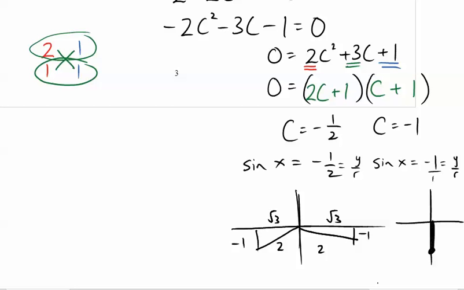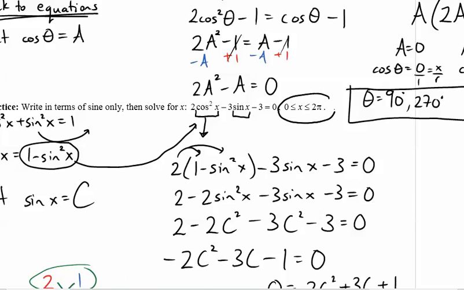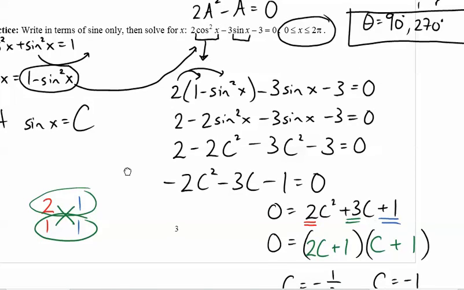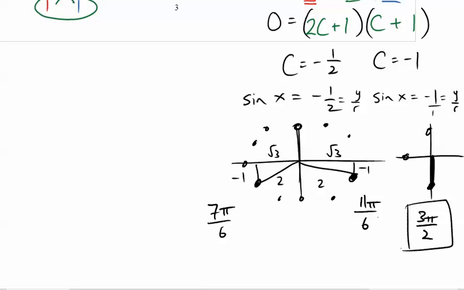270 degrees. But I think that this one's asking me for the answer in radians, because they told me I wanted to get the answers from 0 to 2 pi. So I actually like this better, because now I can count 1, 2, 3, 4, 5, 6, 7 pi over 6, 8, 9, 10, 11 pi over 6, and 3 pi over 2. So there's my 3 answers for theta.